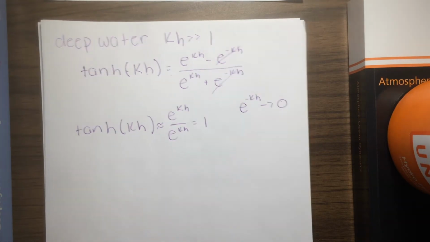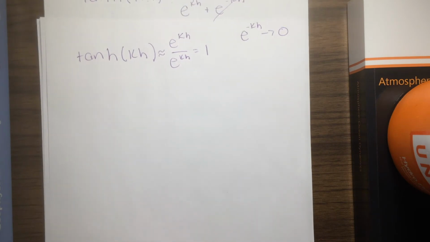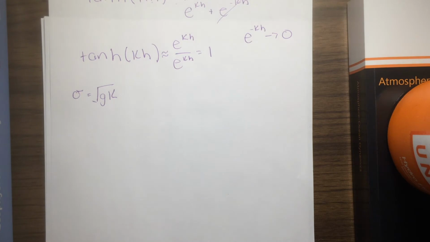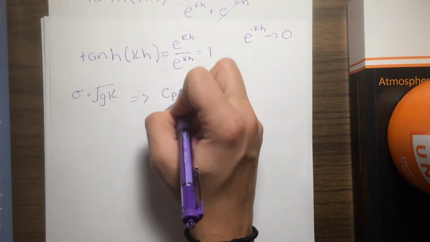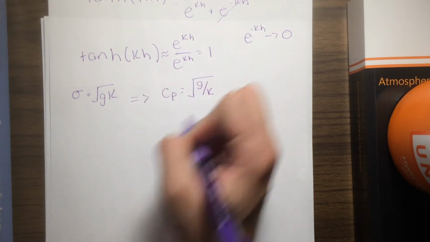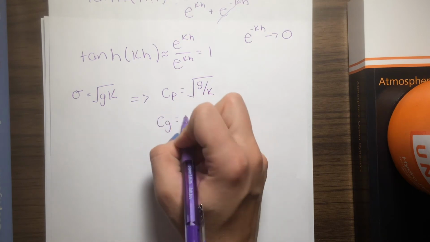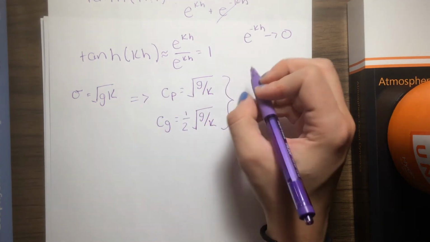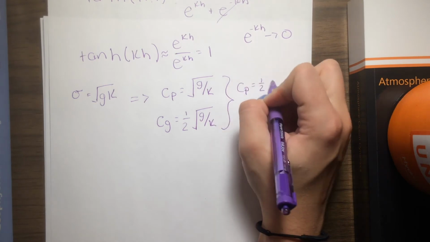We can therefore simplify our dispersion relation in deep waters to the square root of gk, and use it to solve for the phase and group speed. In this case, we found that the phase speed is equal to the square root of g over k, and the group speed is half the phase speed.